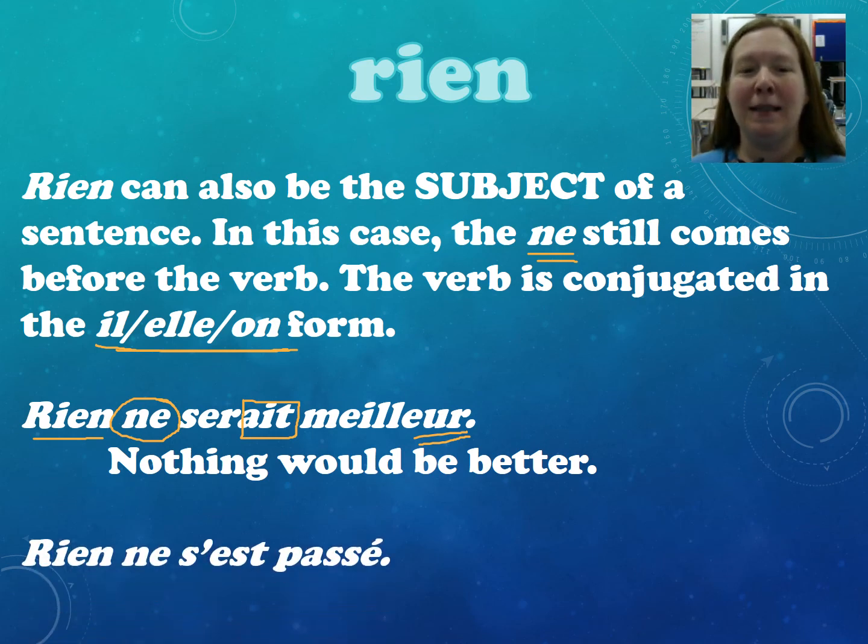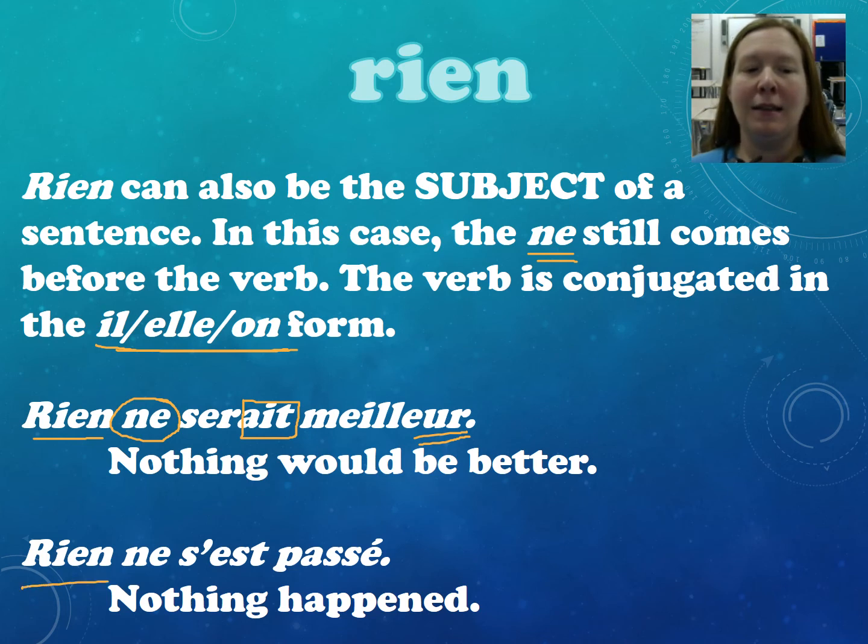Rien ne s'est passé. Nothing happened. So again, rien as the subject, ne in front of the verb, and the verb in the il form.